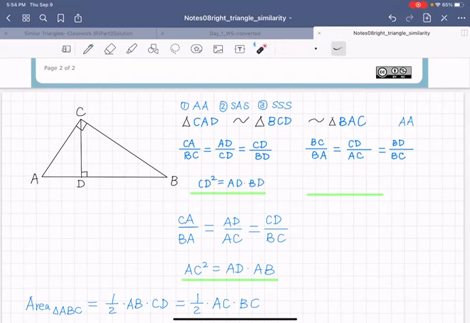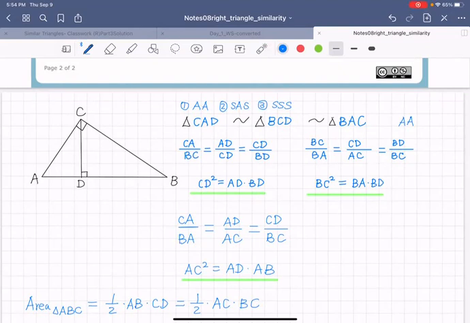Angela, look at this. Can you find somebody's square? BC square, right? Yes. Okay. BC square equals? BA times BD. Yes.